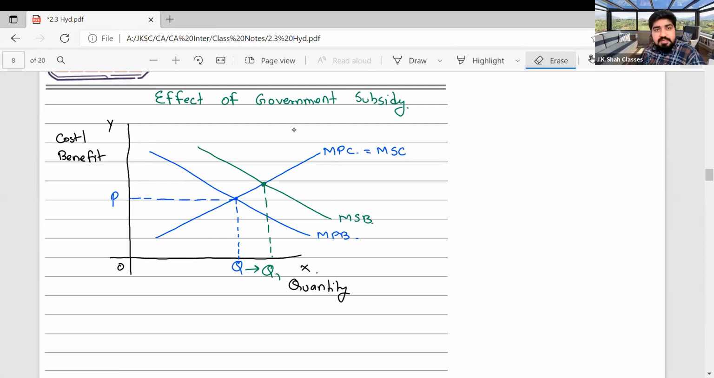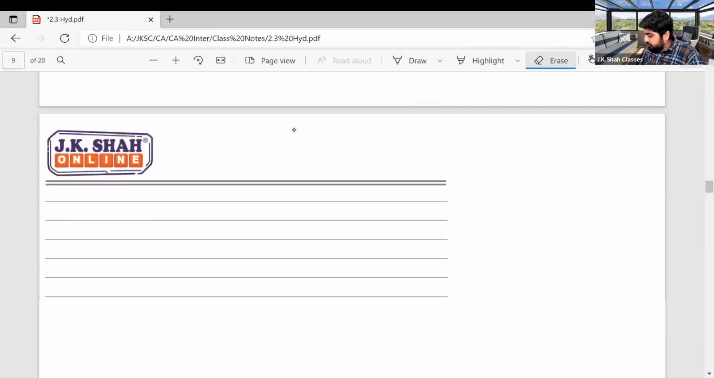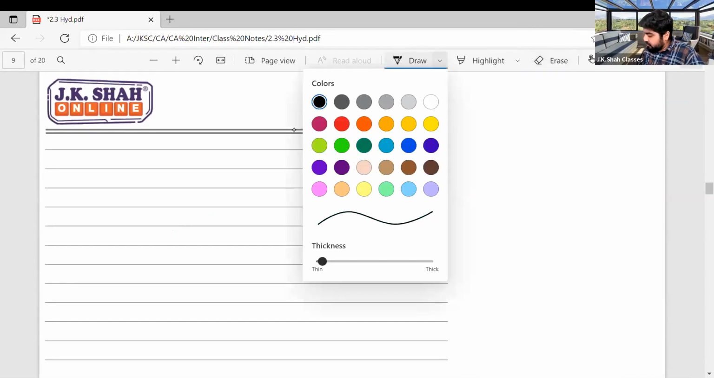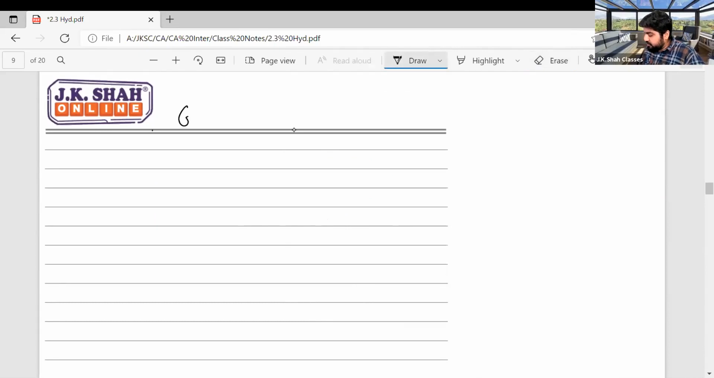Can I turn the page? Can we go ahead, if you're comfortable now? Yeah, perfect. Let's go ahead. Please give the heading: Government intervention.